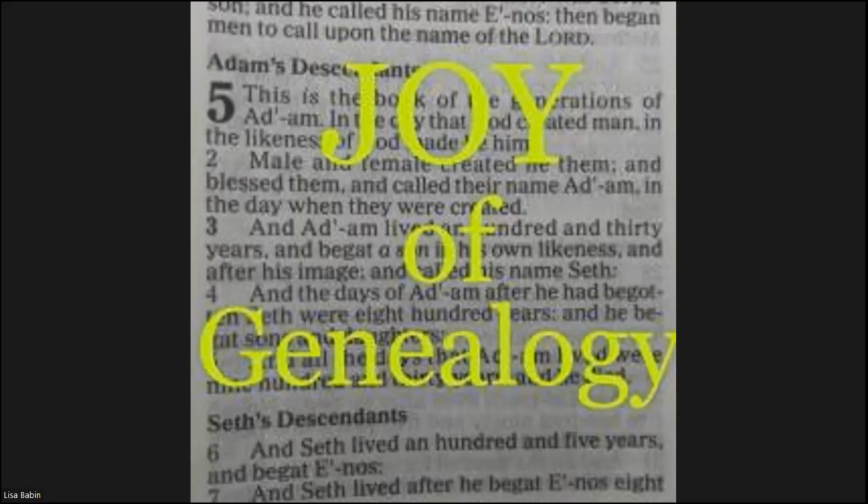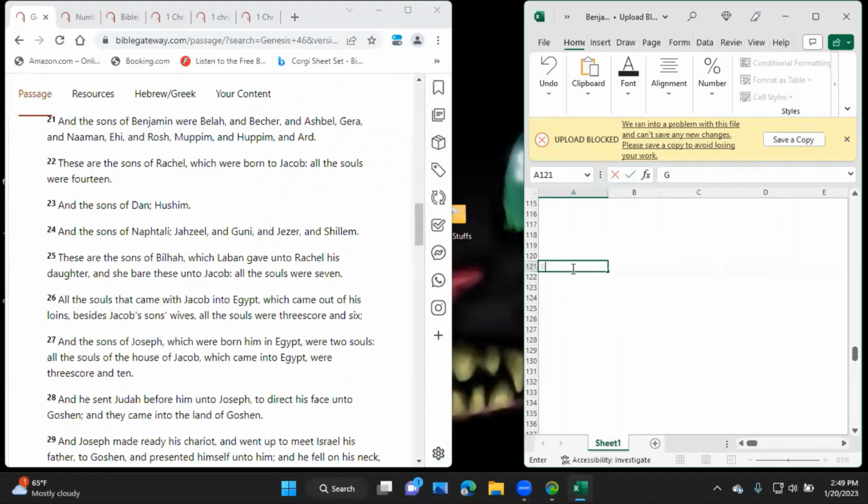So as I said before, today we are moving on to Benjamin Part B, the genealogy. So starting in Genesis chapter 46, verse 21, and the sons of Benjamin were Bela, Eker, Ashbel, Gera, Naaman, Ehi, and Rosh, Muppim, and Huppim, and Ard.